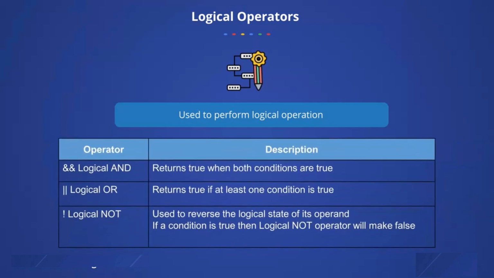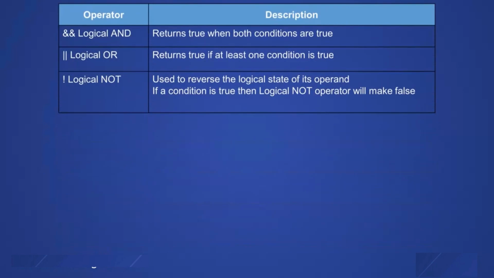When you use AND, it combines them and checks if both conditions are true, then only the answer will be true. Whereas if you use OR, which is two pipes, it will result as true when even one of the conditions is true. If all the conditions are false, the result is false. Similarly, logical NOT reverses the logical value. That means if the answer is true, it will give false. If the answer is false, it will give true.